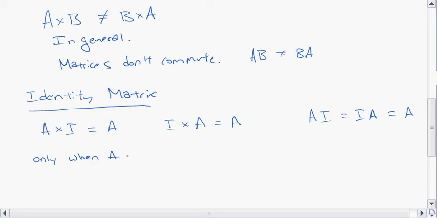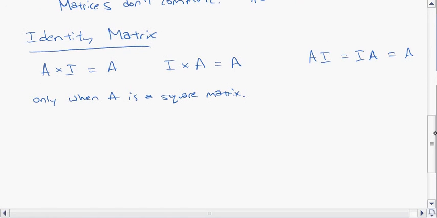So what I'd like to do is basically try to talk about this as concretely as possible. So I just want to give you an example of what the identity matrix actually looks like. The identity matrix is going to be different depending on how big A is. When A is a 2 by 2 matrix, the identity matrix looks like this: 1, 0, 0, 1.